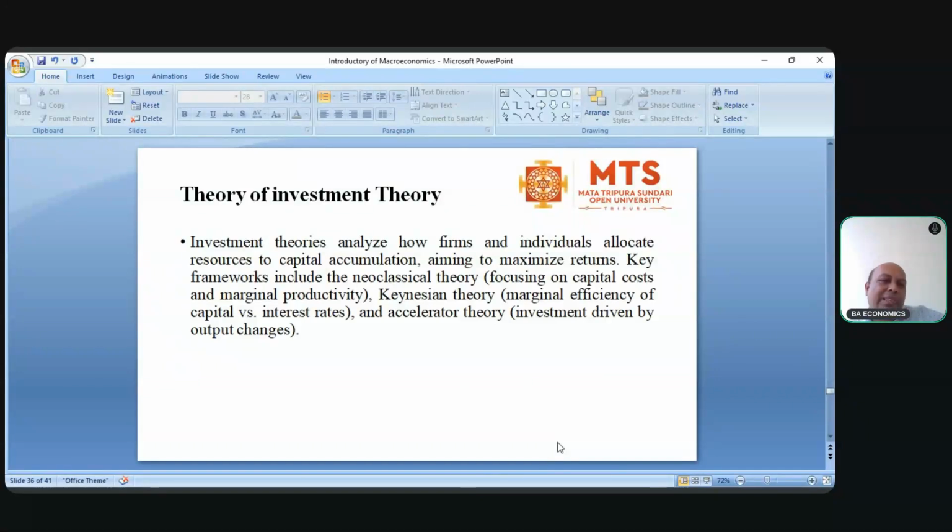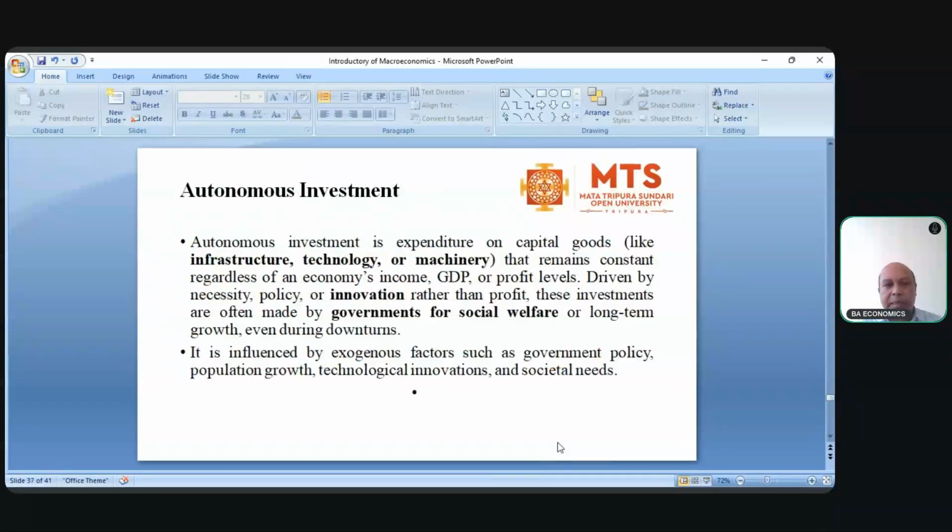So these are the various investment theories. Neoclassical theory basically focuses on capital cost and marginal productivity for determining investment. Keynesian theory focuses on comparing the marginal efficiency of capital with the rate of interest for measuring investment, and accelerator theory basically discusses the effect of change of output and employment on the investment level.